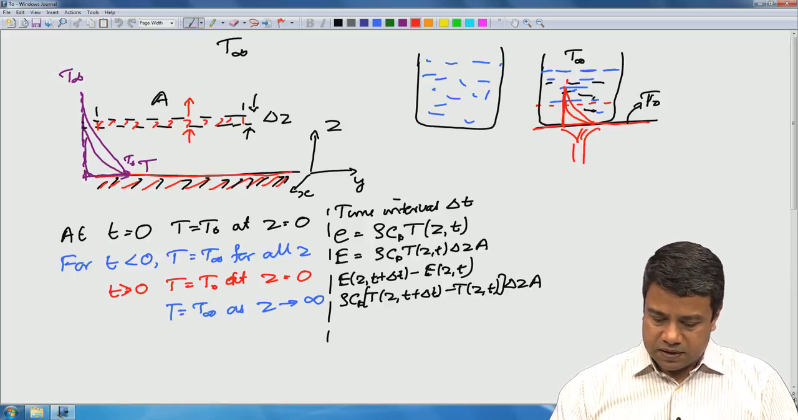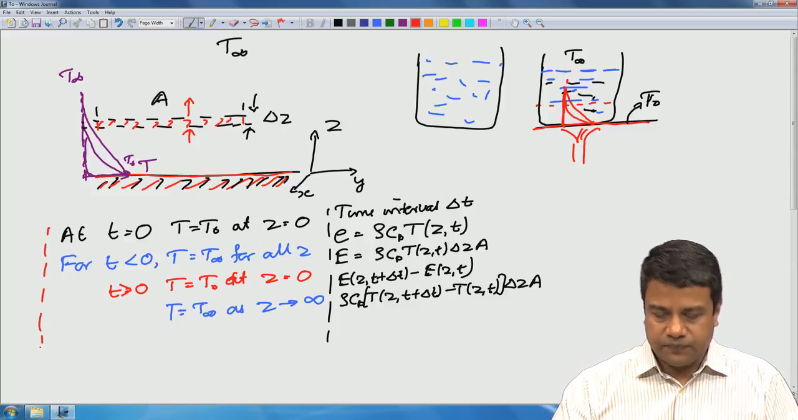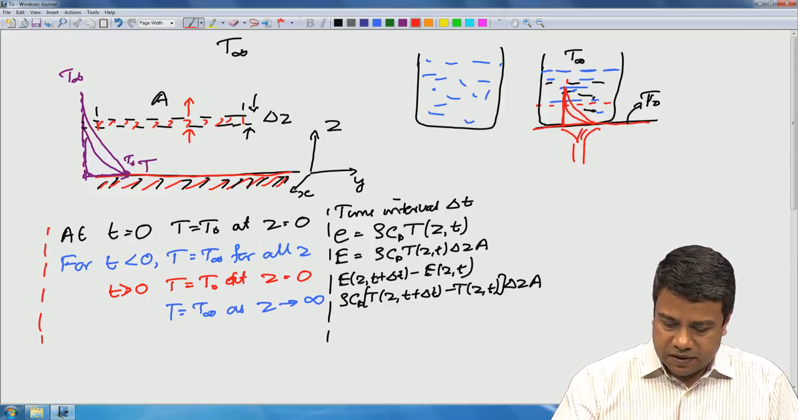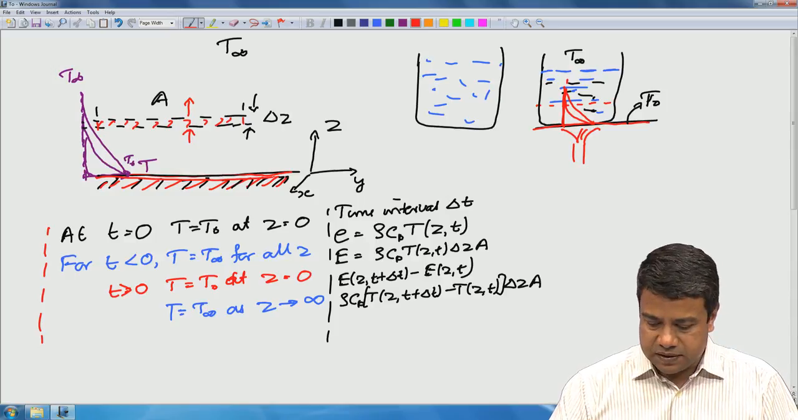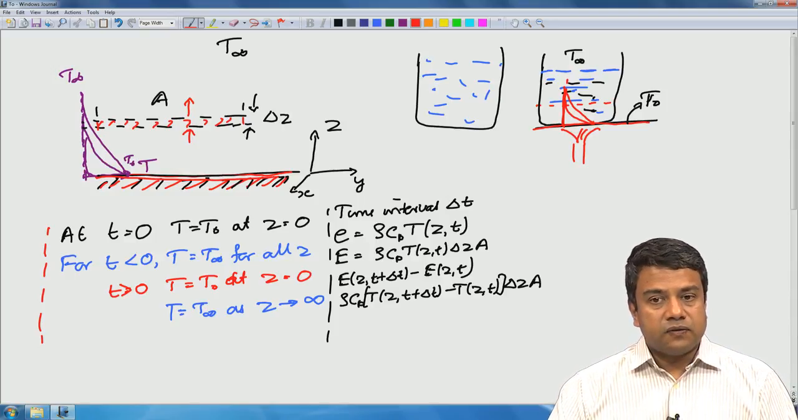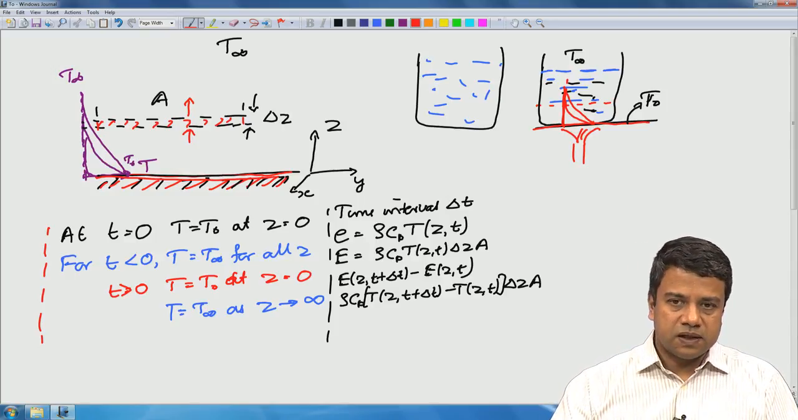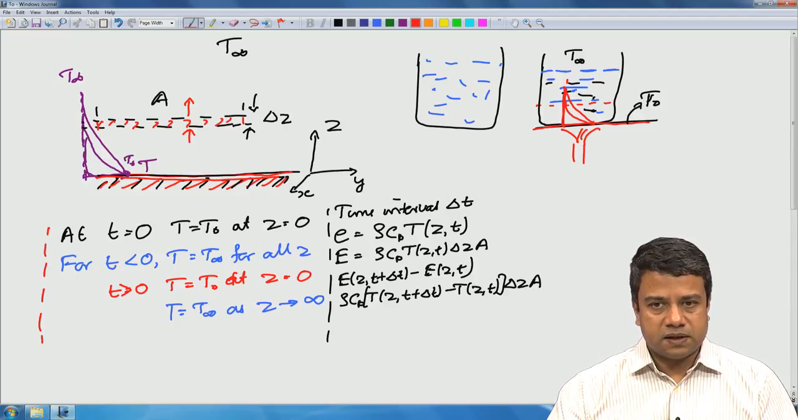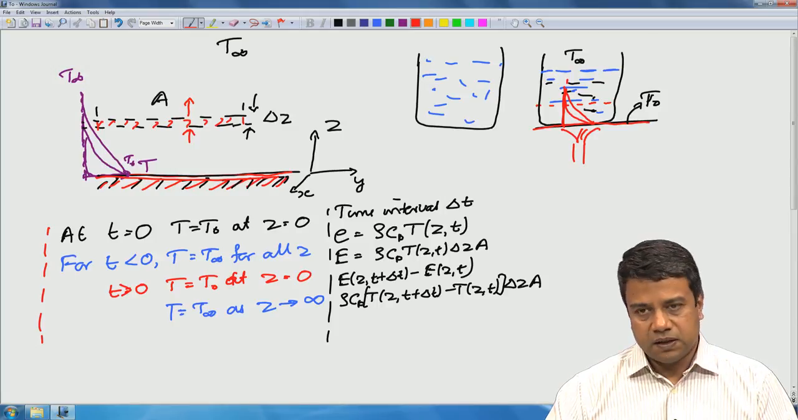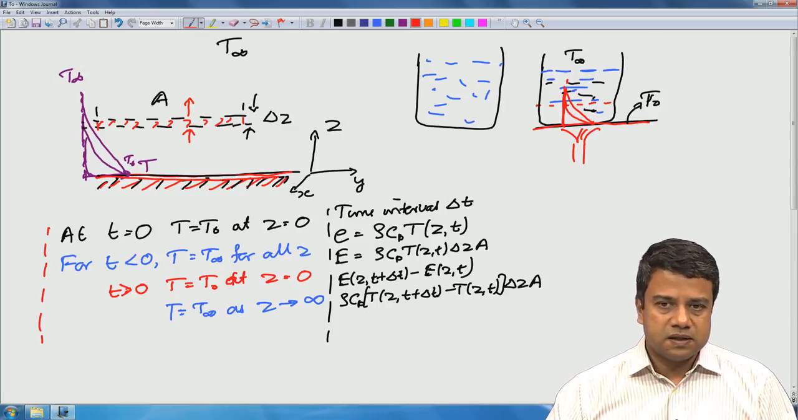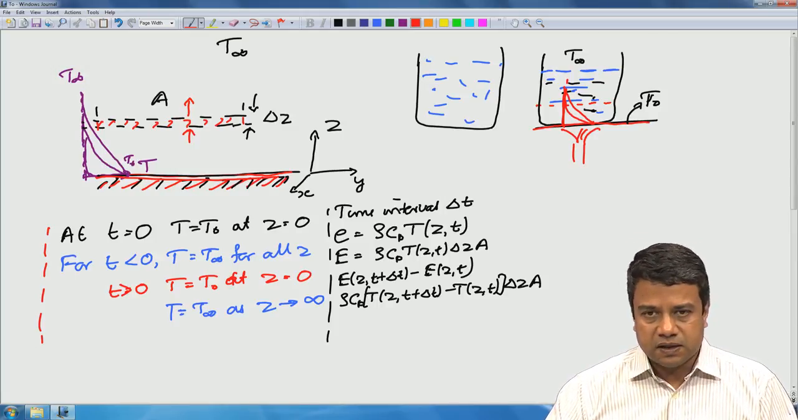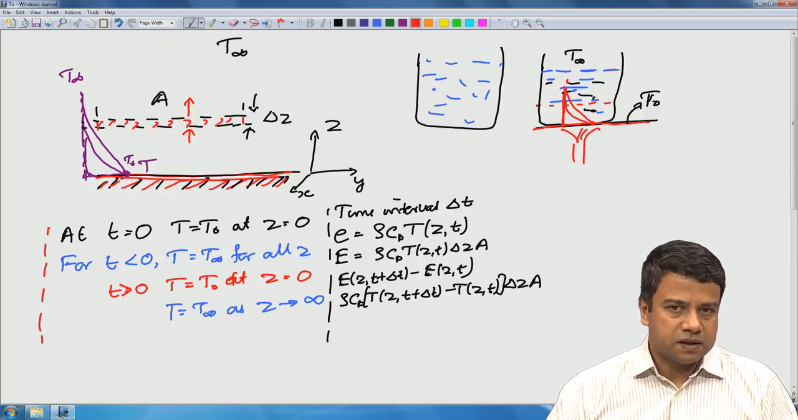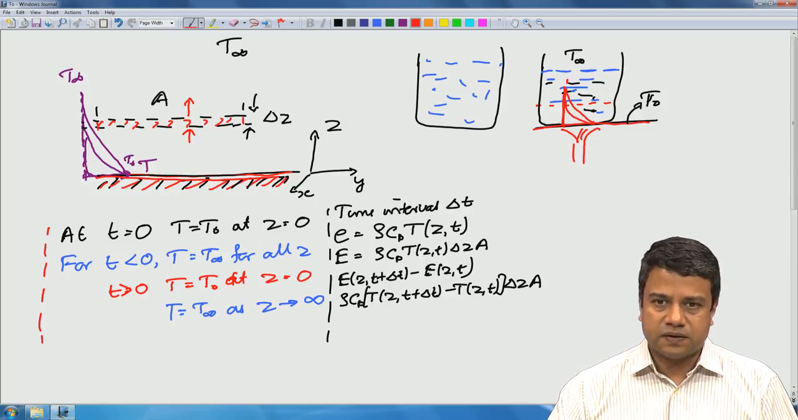So, the conditions are that for t greater than 0, you have a temperature T naught at this surface. For t less than 0, the temperature was equal to T infinity everywhere; the entire fluid was at temperature T infinity. That means at t equal to 0, the temperature is T infinity everywhere except at the surface. If you go far from the surface, since this is an infinite fluid, in the limit as z goes to infinity, the temperature is once again equal to T infinity.